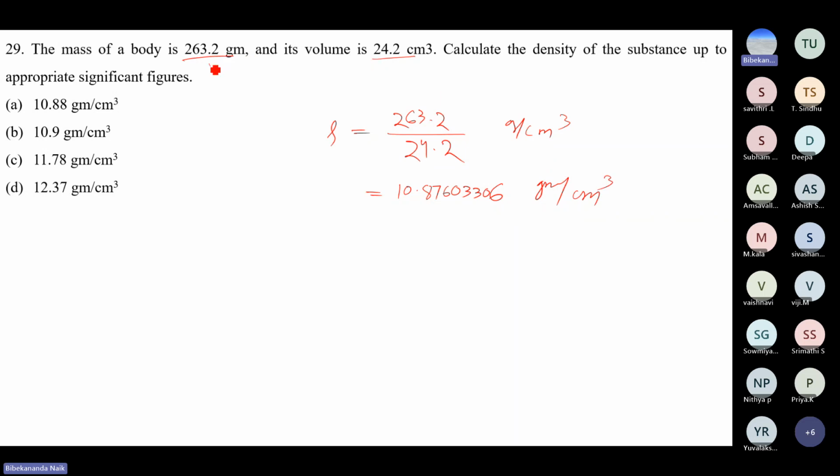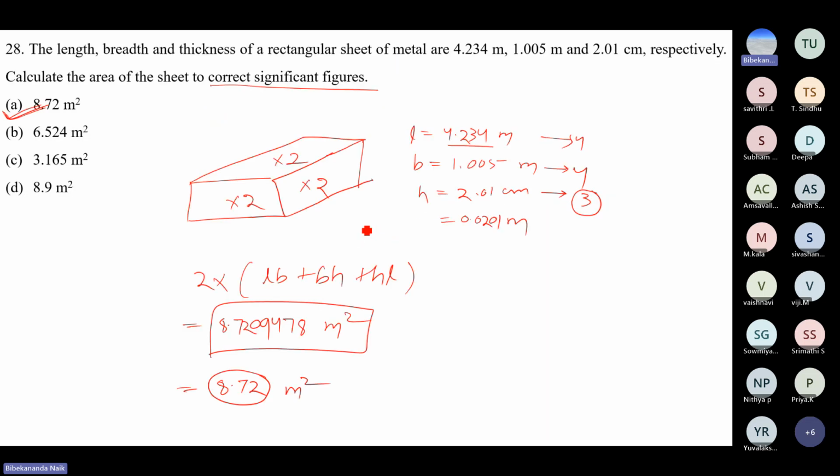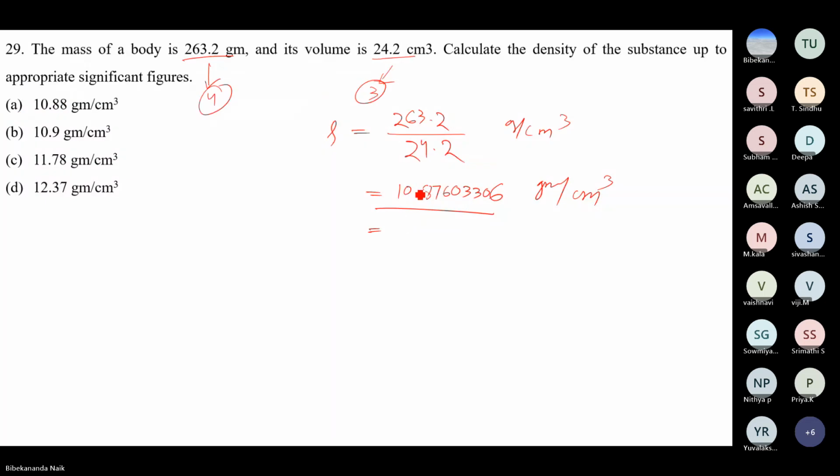But since here you can see there are 4 significant figures and here there are 3 significant figures, our result should contain 3 significant figures. So when we are reducing it to 3 significant figures, it's 10 point, since after 8 it is 7 and 7 is greater than 5, we will be taking 10.9. So the correct answer is 10.9 gram per centimeter cube, and the density is 10.9 gram per centimeter cube.